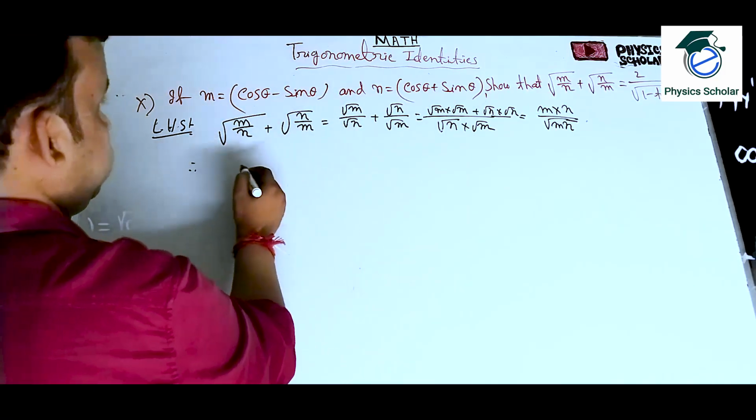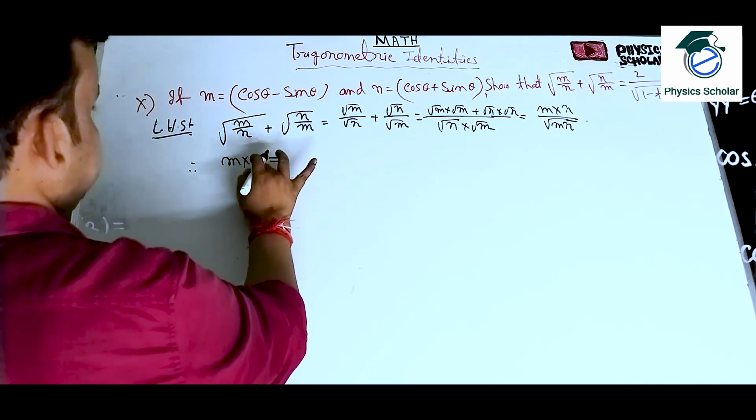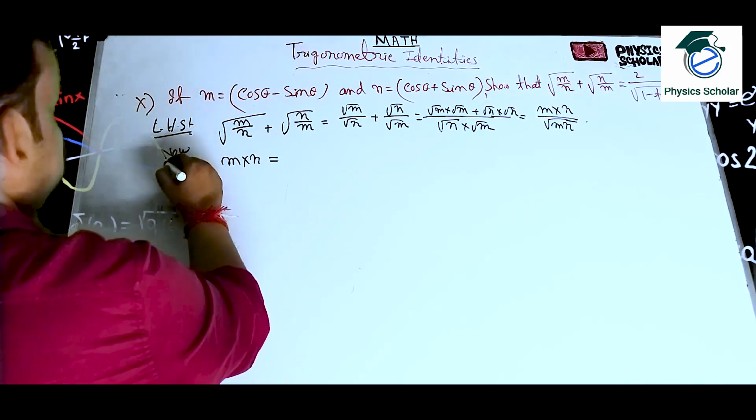Now we have to find out the value. So m into n is equal to what? Now m into n, what is the value of m?